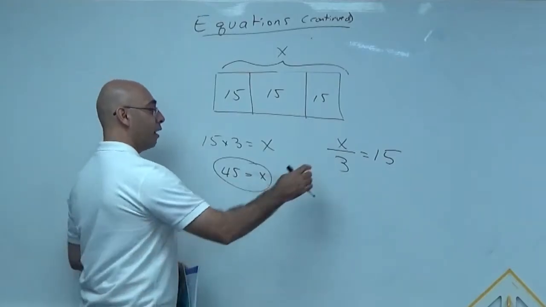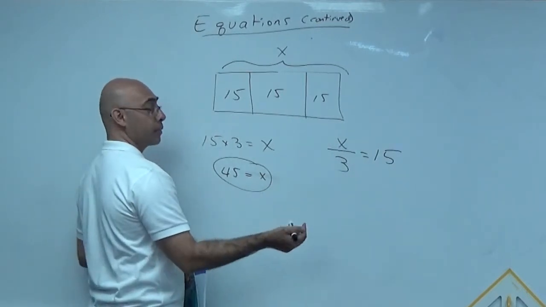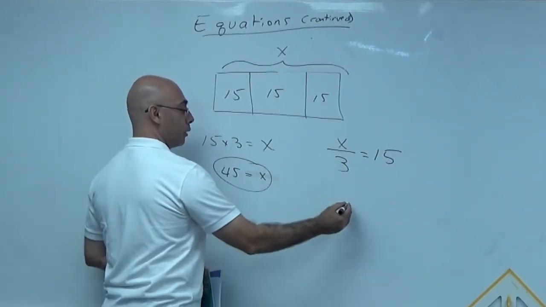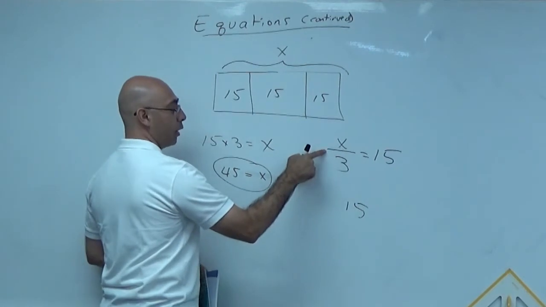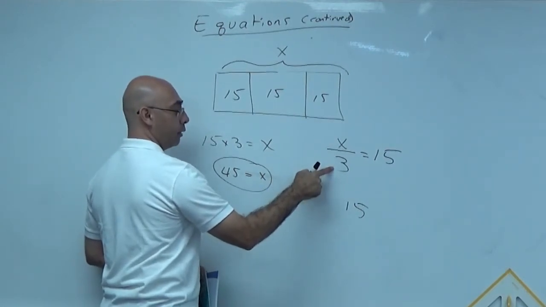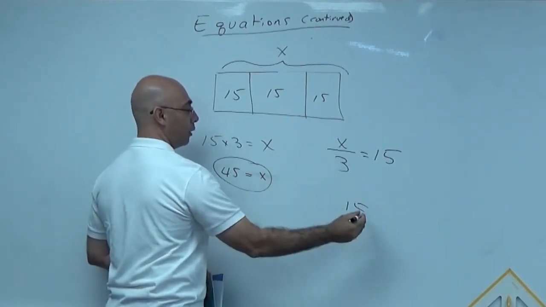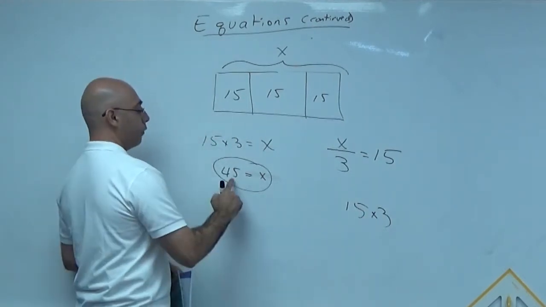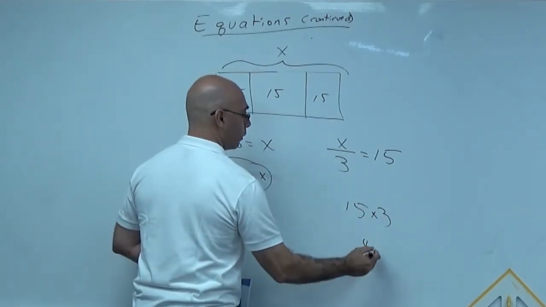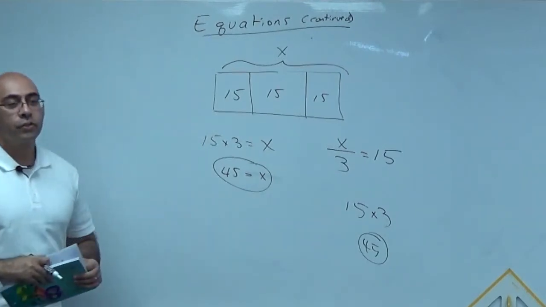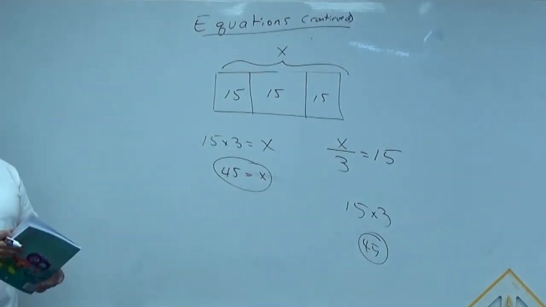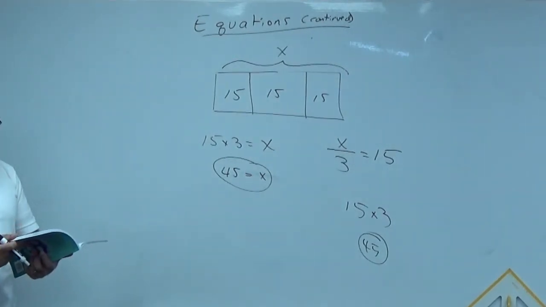Here, is x by itself? No. So we do the opposite. We start with the answer, which is? 15. And this says to do what? Divide. By? 3. And what's the opposite of dividing by 3? Multiply. And we already said 15 times 3 is 45. All right. So the way things are written is very important. I want you to keep that in mind.